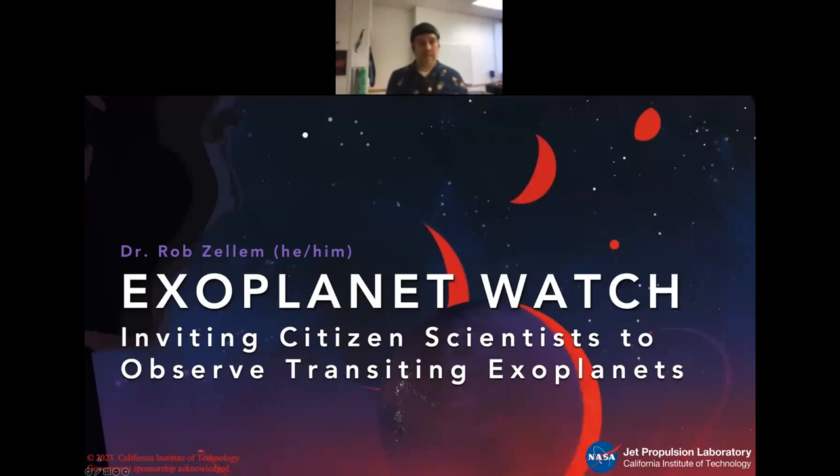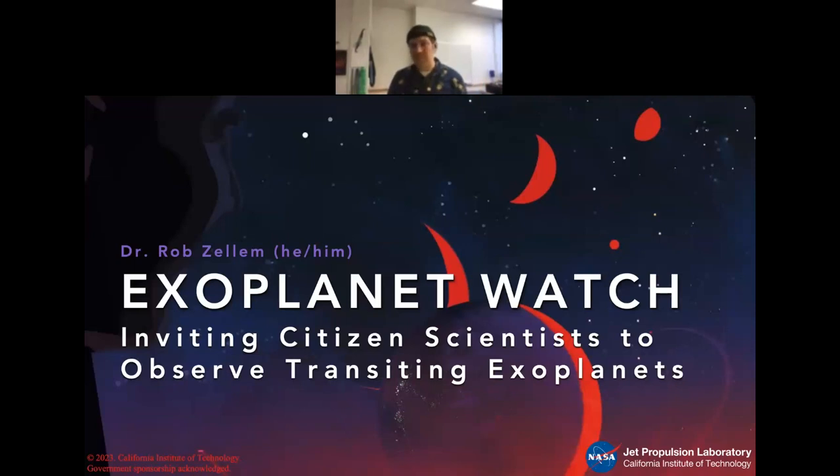So I am the project lead of EXOplanet Watch, which is the citizen science project to observe transiting exoplanets. And I'm at NASA's Jet Propulsion Laboratory out here in Los Angeles. And as you're all aware, we're observing many interesting planets using the transit method to characterize the atmospheres of these planets, either with Hubble or James Webb, or with any ground-based telescope.